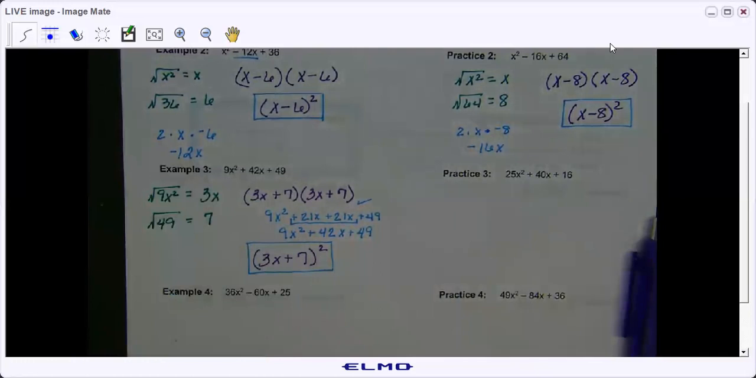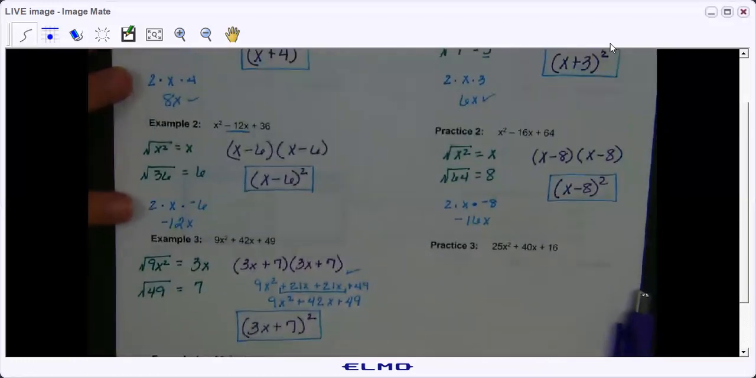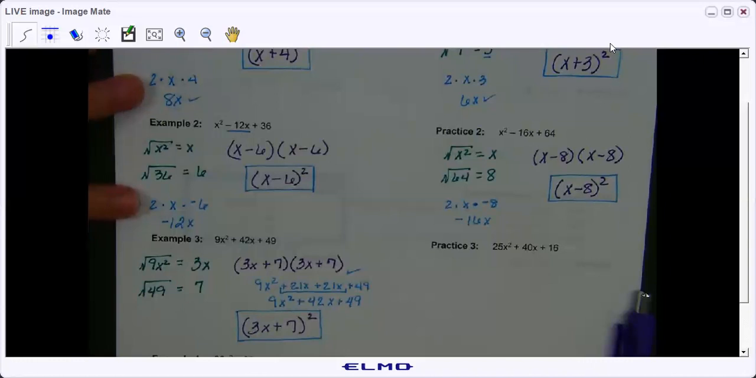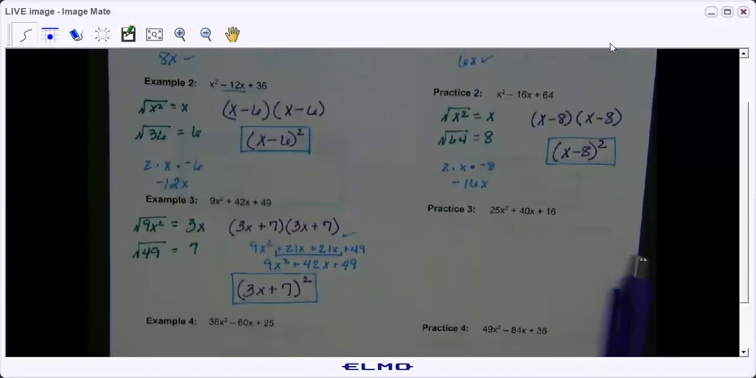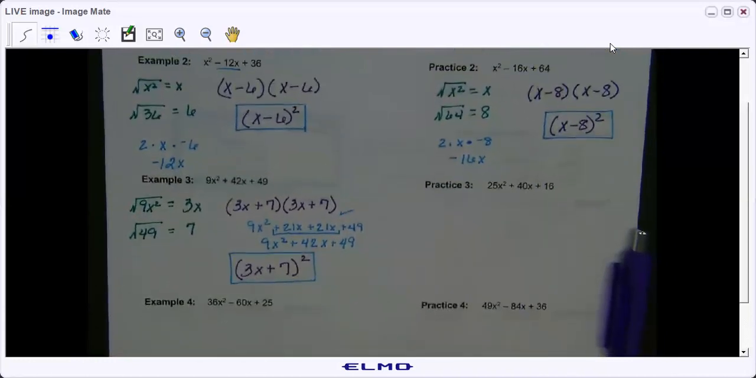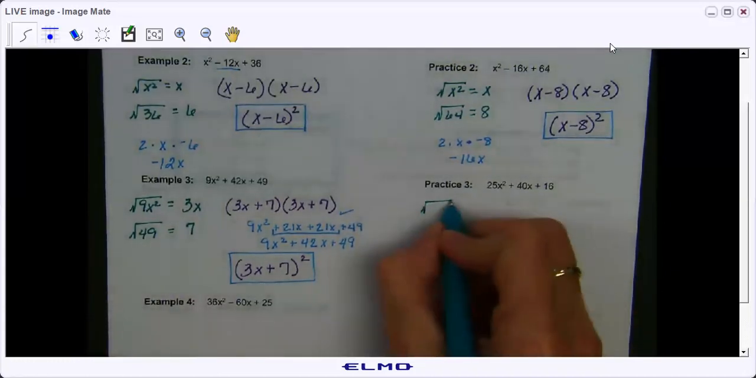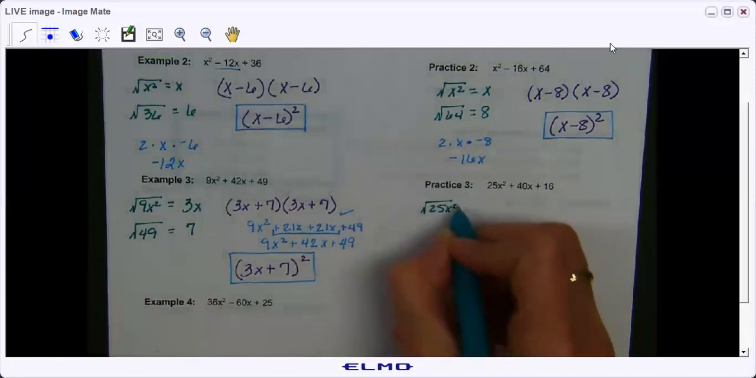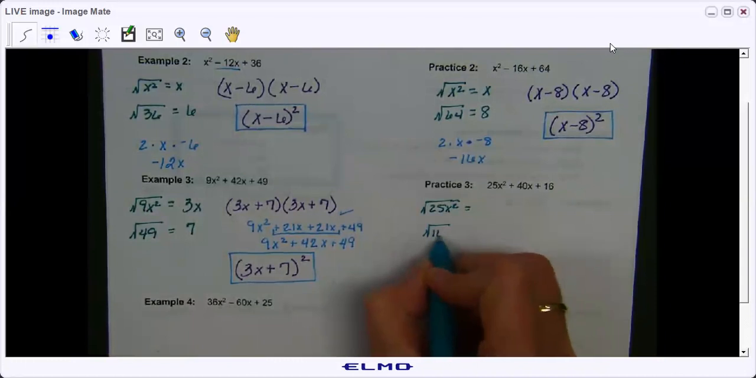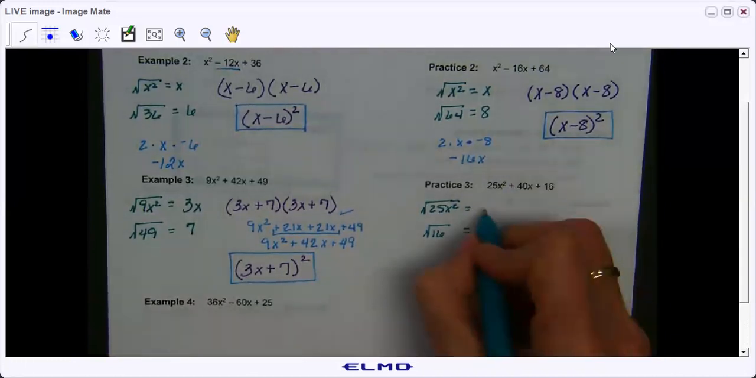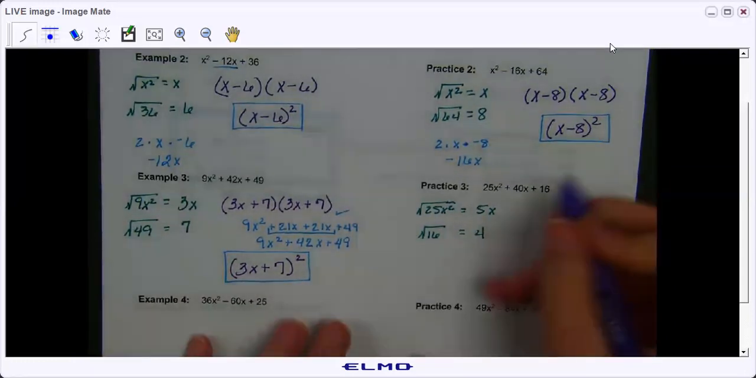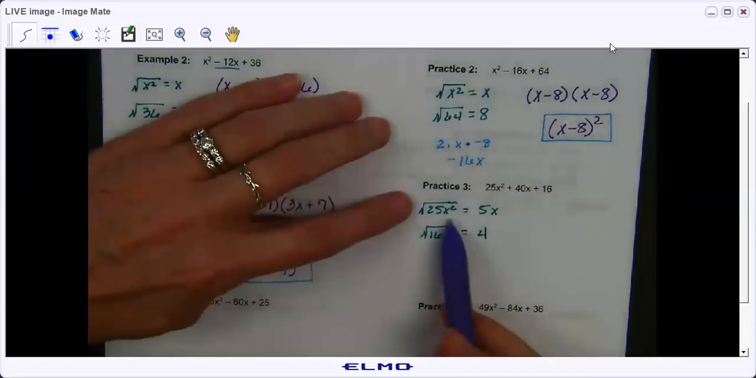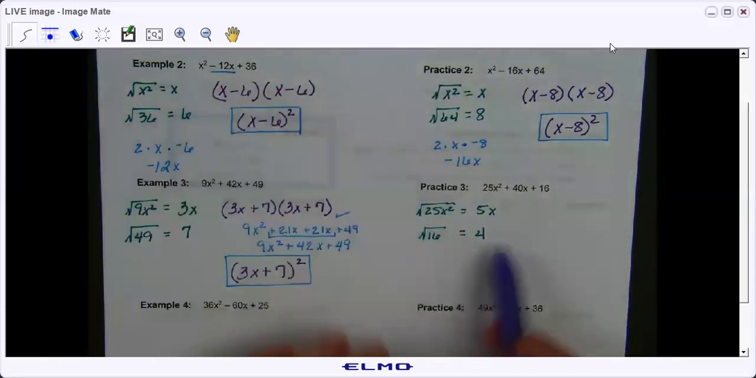So there's 2 ways to check your work. You can do what I showed up here by multiplying the square rooted terms by 2, or you could just distribute it back to check your work. Okay. Let's go ahead and do practice 3. We're going to find the square root of 25x squared and the square root of 16. So the square root of 25x squared is 5x. The square root of 16 is 4.